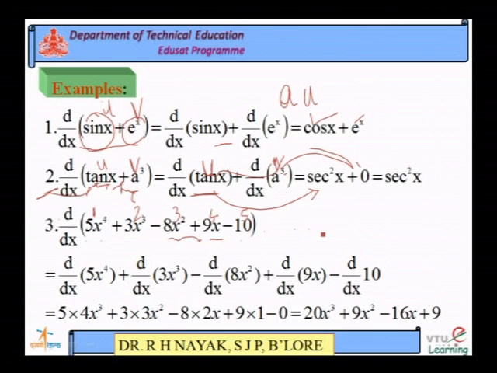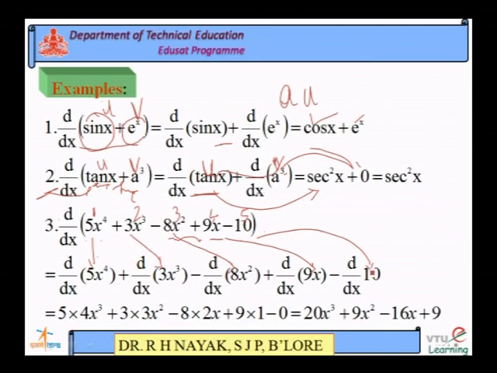What we have to do? We have to differentiate 5x to the power of 4. We have to differentiate 3x cube. We have to differentiate 8x square. We have to differentiate 9x. We have to differentiate 10. So, all these are connected by plus or minus.